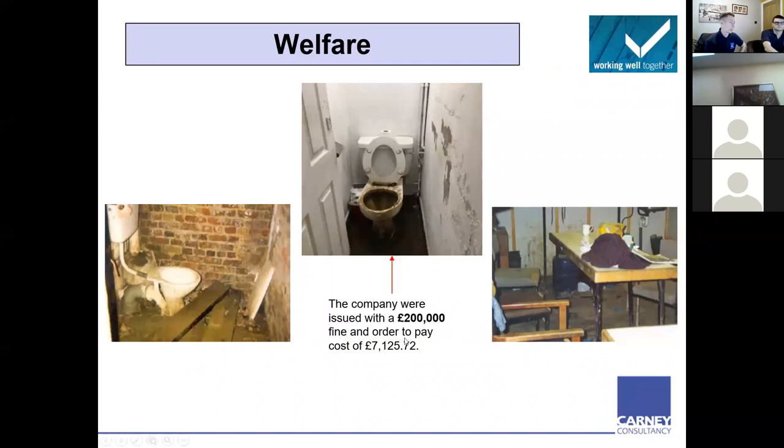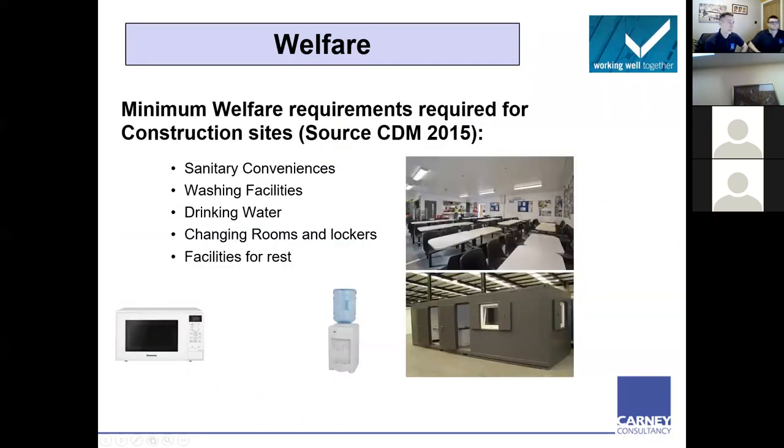What we should be giving our operatives are things like this. And what we say, when it comes to welfare requirements, is focusing on sanitary conveniences. Like that picture I showed you before, yes, it was a toilet, but you can't say that was sanitary or clean. No chance. Washing facilities, somewhere where they've got soaps, cleanliness provision.